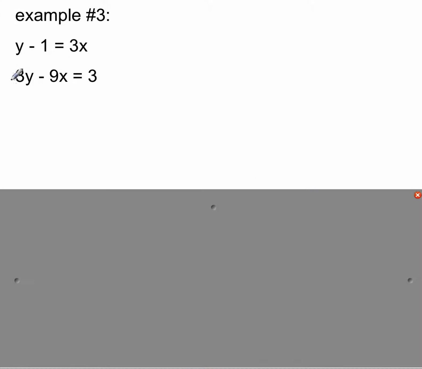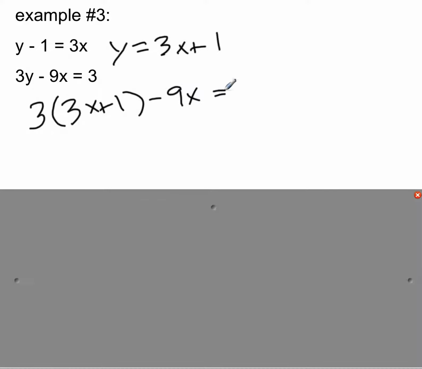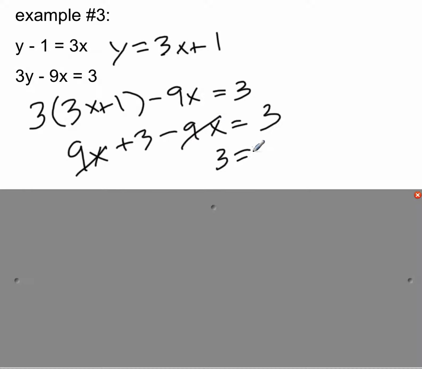Okay, example 3. I have two equations, two unknowns. I'm going to go forth and solve this like I have been. I think I'm going to use substitution again. I have y equals 3x plus 1 if I move that one around, which will also help me with graphing later. And if I substitute in, I'm going to replace y with 3x plus 1. I'm going to get 9x plus 3 minus 9x equals 3. The 9x cancels out, and I get 3 equals 3.